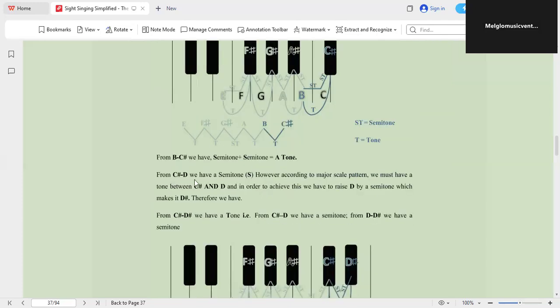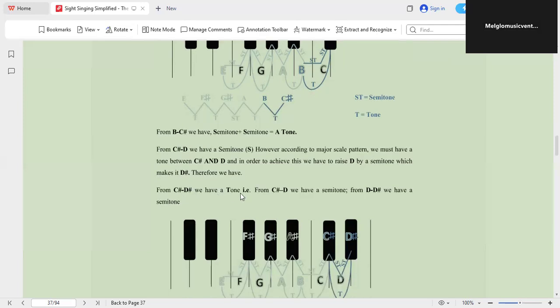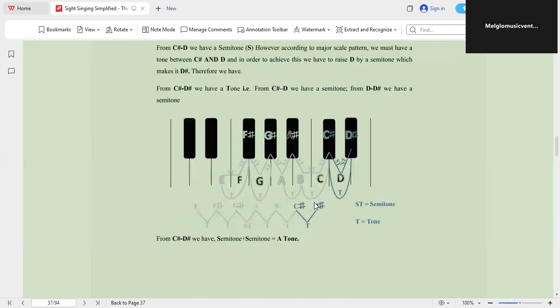From C sharp to D, we have a semitone. However, according to the major scale pattern, we must have a tone between C sharp and D. And in order to achieve this, we have to raise D by a semitone, which makes it D sharp. Therefore, from C sharp to D sharp, we have a tone, that is, from C sharp to D, a semitone, and from D to D sharp, a semitone. So from C sharp to D sharp, we have semitone plus semitone equals a tone.